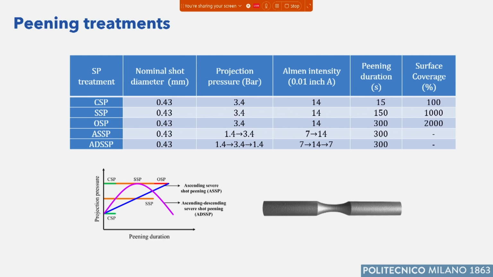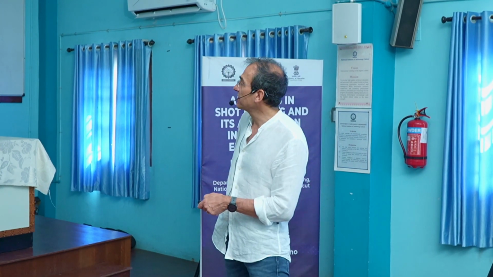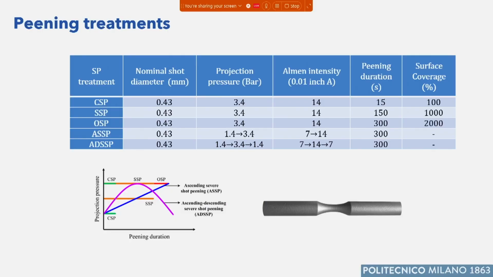The diameter of the shot is the same. The shots were always the same. The projection pressure is 3.4 for conventional, severe, and overshot peening, the same. What is varying is the coverage. For conventional shot peening it is 100%. For SSP it is 10 times larger, so 1000%, and for overshot peening it is 20 times larger, 2000%. Okay? And the Almen intensity is the same for these 3 treatments. So the difference is related to the coverage.